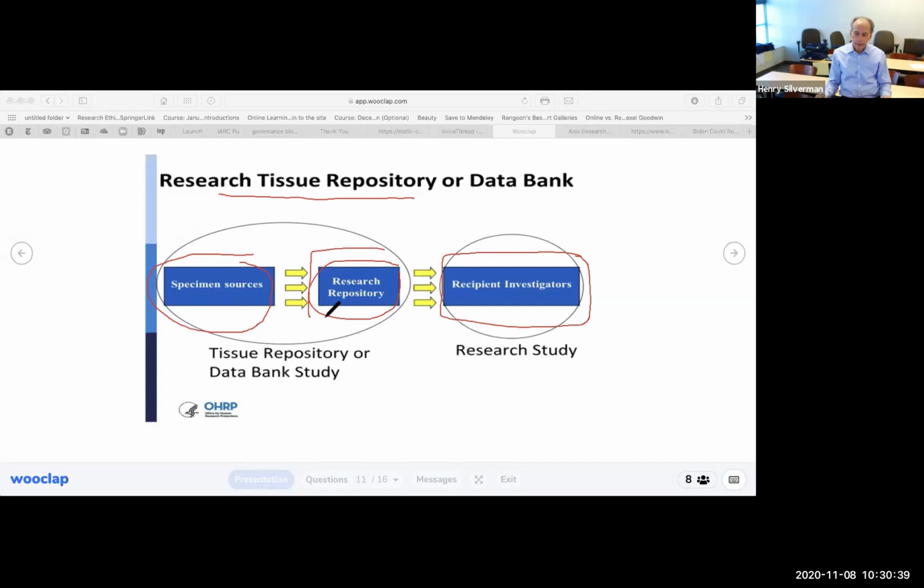Then in just a few minutes, we'll talk more about the management of the biobank itself. And then, the purpose of the biobank is to do research. And then we have the so-called recipient investigators. Now, the specimens and the data are stored in the repository.